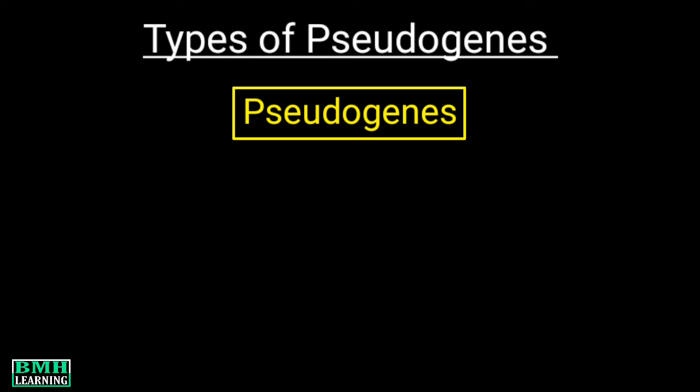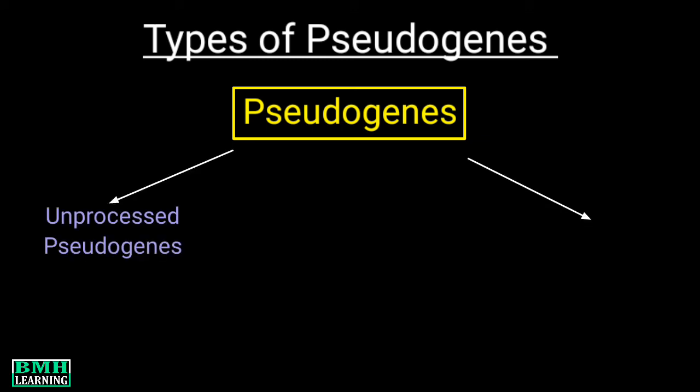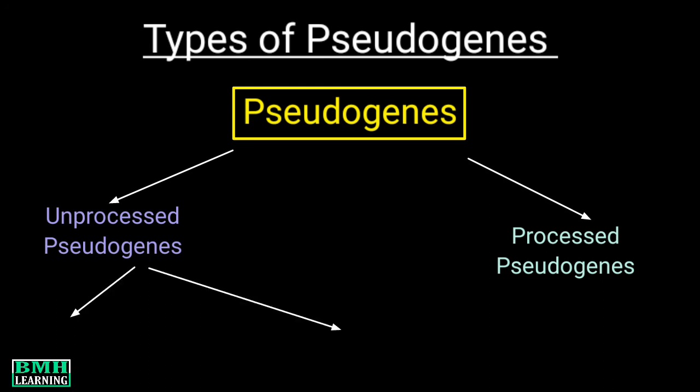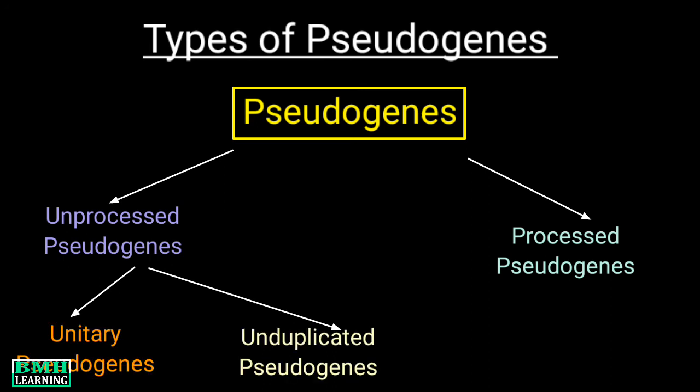Now let's learn the different types of pseudogenes. Pseudogenes can be categorized into two forms. First is unprocessed pseudogenes, and the second one is processed pseudogenes. The unprocessed pseudogenes can also be subcategorized into two more types: the unitary pseudogenes and unduplicated pseudogenes. This was all.